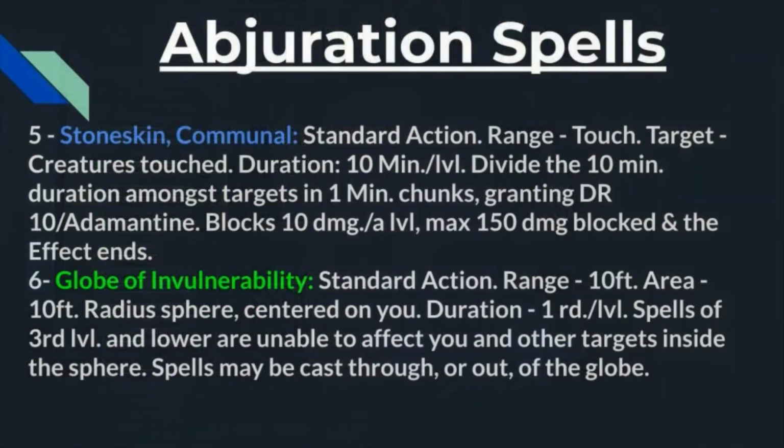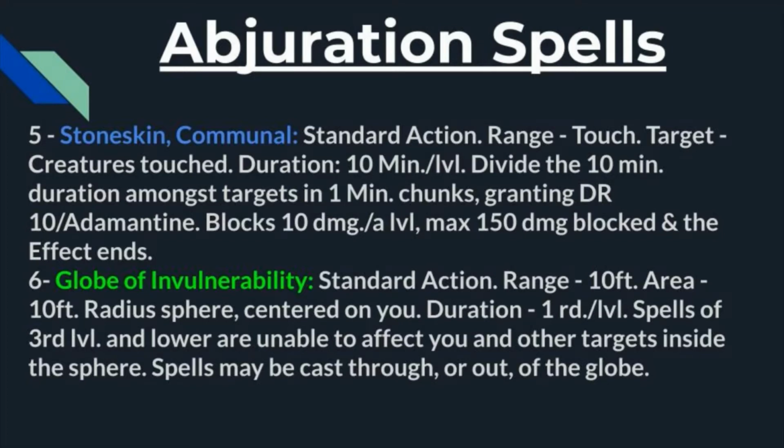And then for 5th level, we have Stoneskin Communal. You also get regular Stoneskin earlier, but it does get kind of expensive to cast. This has about the same cost, but you can share it amongst everybody. It's a standard action, range is touch, target is the creatures touched, and its duration is 10 minutes per level.